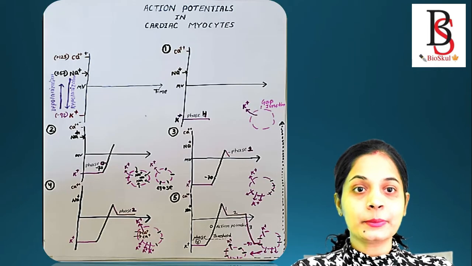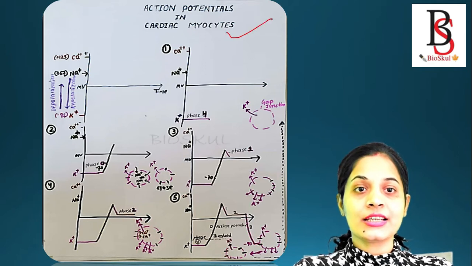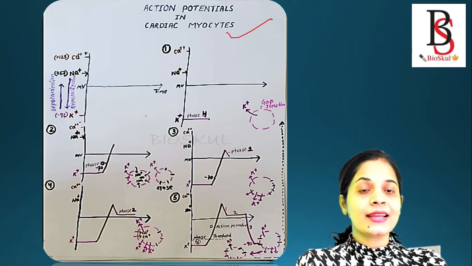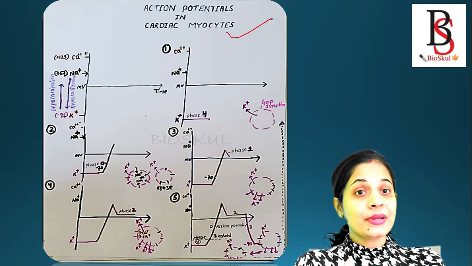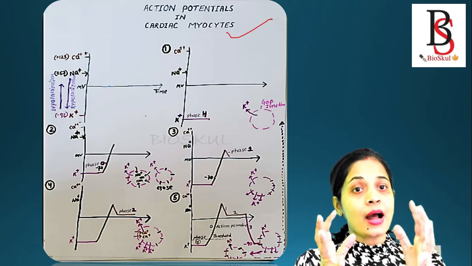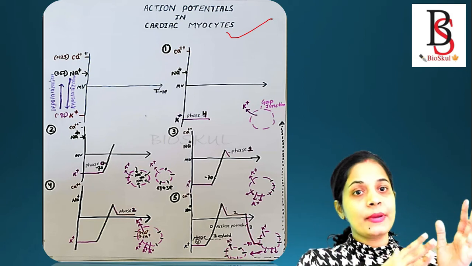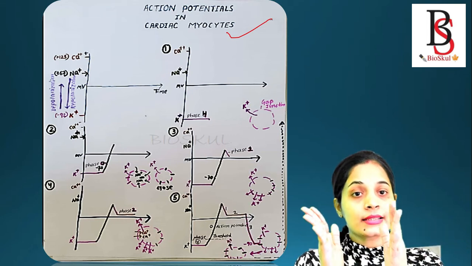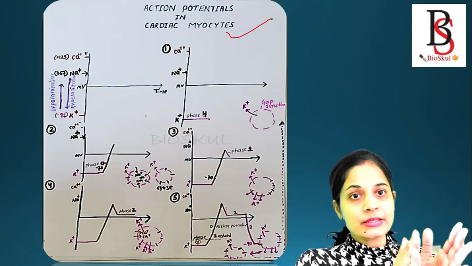Let's get started. In the last class, we have discussed action potentials in cardiac myocytes. If you missed that video, you will get the link in the description box, also in the suggested video above. Please do watch that video too. It will help you understand how the action potential takes place in cardiac myocytes as well as in the pacemaker cells. At the end of this video, I am going to compare the action potential of cardiac myocytes and the action potential of pacemaker cells.